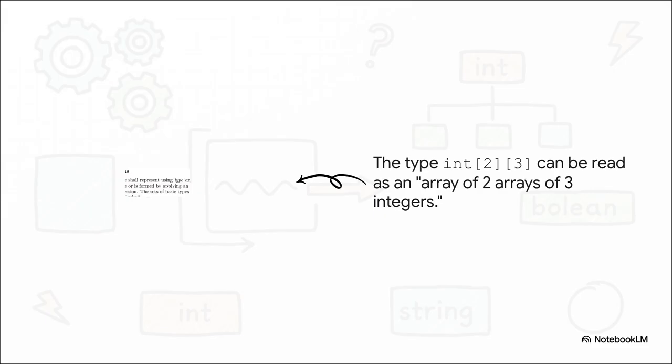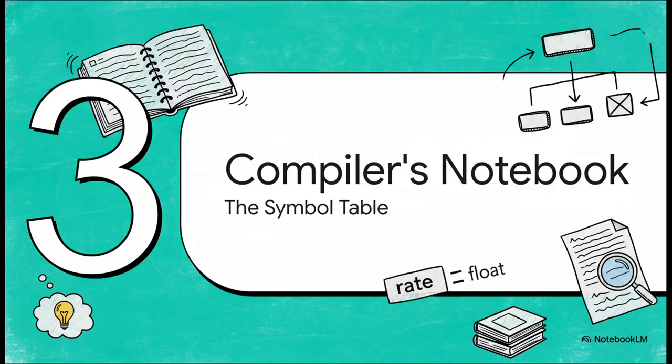And types aren't just for simple things, like single numbers. They can get way more complex. You can build these intricate nested structures, almost like a set of Russian nesting dolls. This type here is an array that contains two smaller arrays, and each one of those holds 3 integers. It's a really elegant way to group related data together, like, say, the color values for a single pixel on your screen.